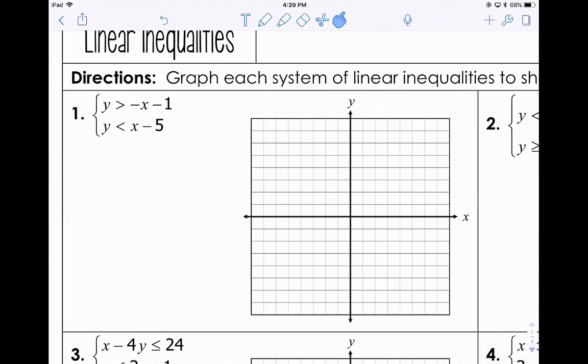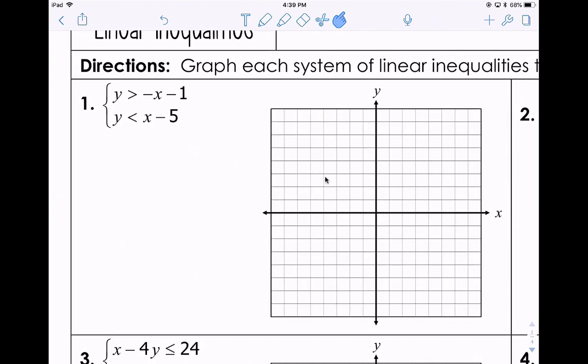Starting with number one, both of those are already in slope-intercept form, y equals mx plus b, so we can just start by graphing. Starting with the first one, y is greater than negative x minus 1. Remember, we start with our y-intercept. When y equals mx plus b, our b here is negative 1. So we're going to put a point at (0, -1). I'm also going to label that, (0, -1).